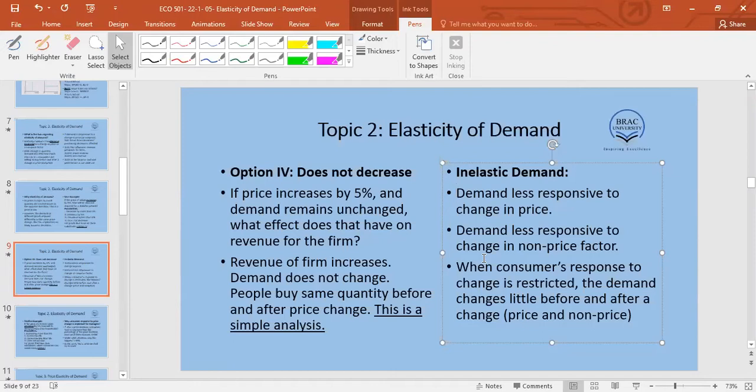ঠিক আছে? So inelastic means less responsive to change in price. Inelastic means less responsive to change in non-price factor. The non-price factor at the moment আমরা just বলছি income.